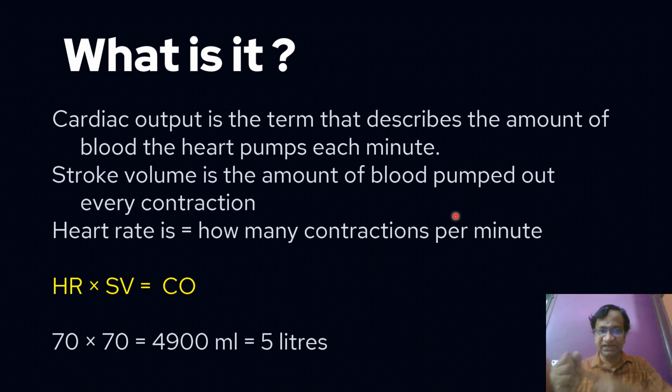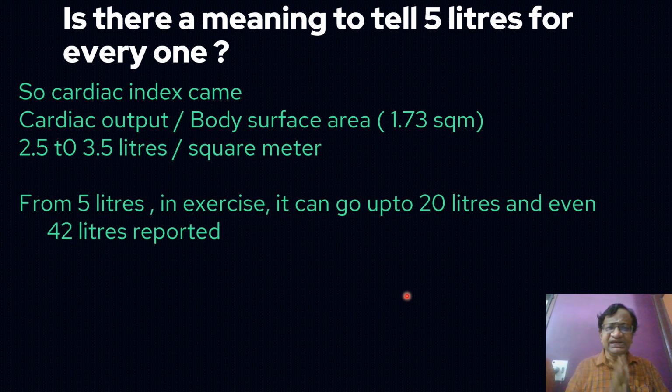One contraction, it gives 70 ml. It beats 70 times. So approximately it is 5 liters per minute. So is there a meaning to tell 5 liters for everyone? It is not possible. So came the cardiac index. The cardiac index is the cardiac output, 5 liters, divided by body surface area. Then we can say around 2.5 liters per square meter.